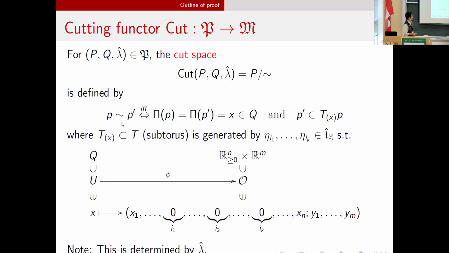If p prime and p are in the same orbit of T_x, then we say they are equivalent. It means that if such an element exists, then we identify these points as a single point. So we crush this fiber by this T_x action. Now, this is determined by λ hat. So we get some topological space. Actually, we can get a topology as the quotient topology from P.